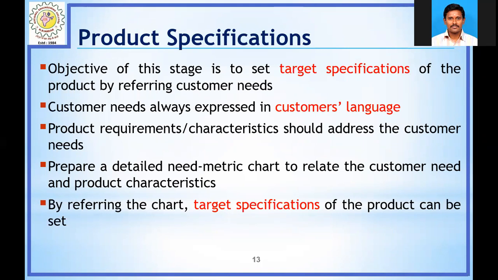And how do we systematically do that stage? We have to prepare a need metric chart. The need metric chart is a systematic approach to relate the customer need and the product characteristics. The product characteristics are nothing but the features in the product. So each and every feature of the product should be made towards the need of the customer. This can be easily done by forming the need metric chart. By referring to that chart, you can target the specifications of the product at the end of the analysis.